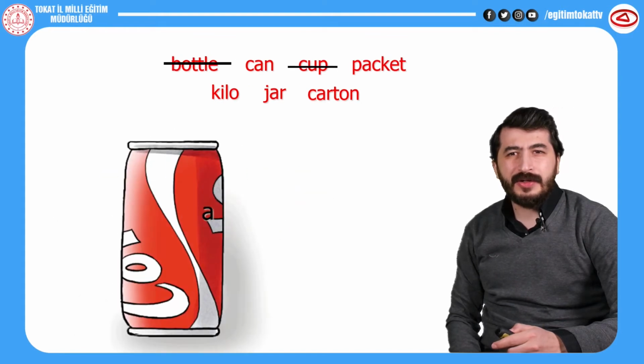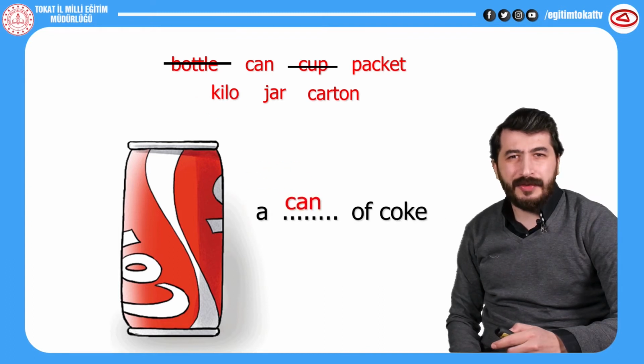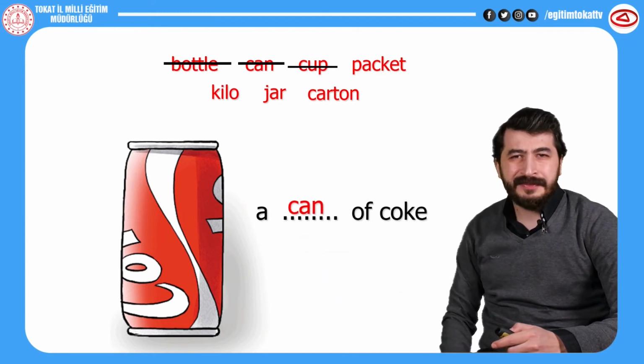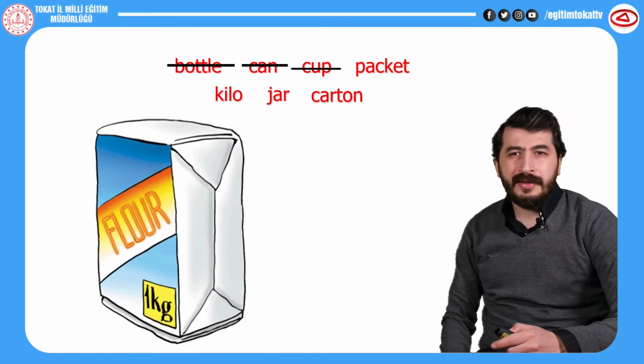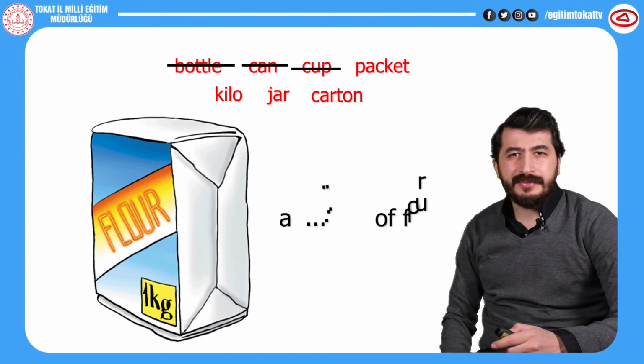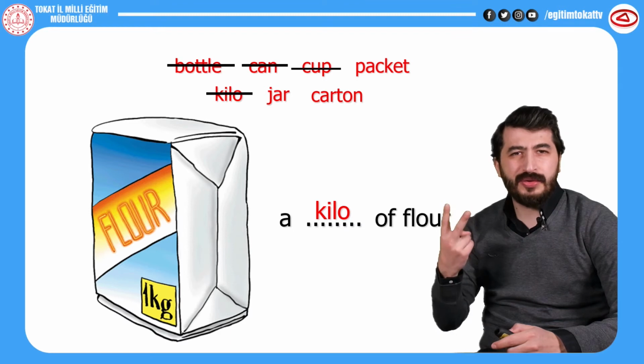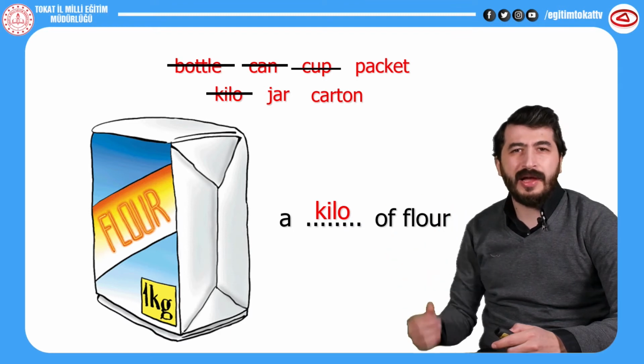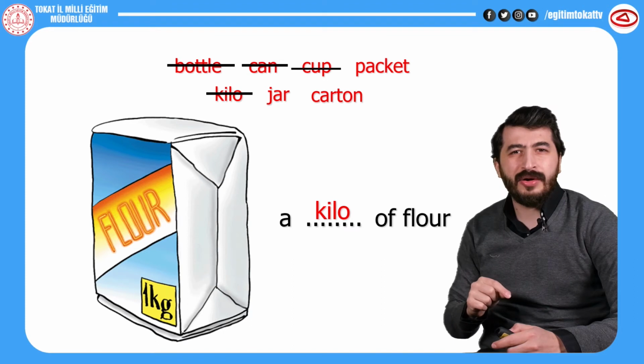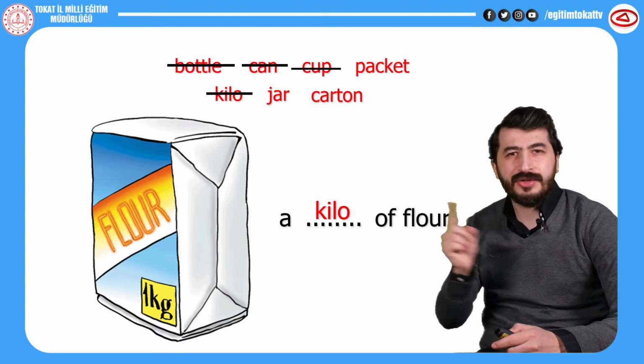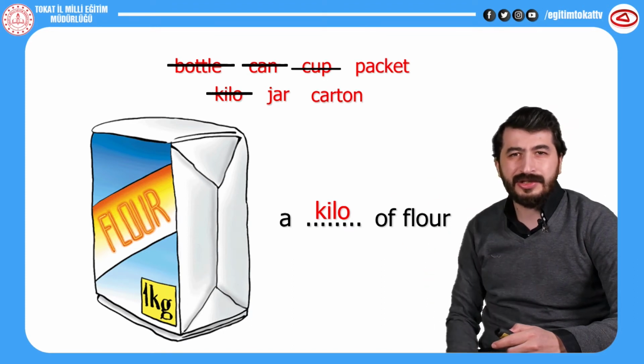And here, Coke, a can of Coke. We say can for this material, a can of Coke. And here, flour. To make cake, you need flour. So, a kilo of flour. If you need 2 kilos of flour, you can't use 2 kilos of flours. No, this is not true.